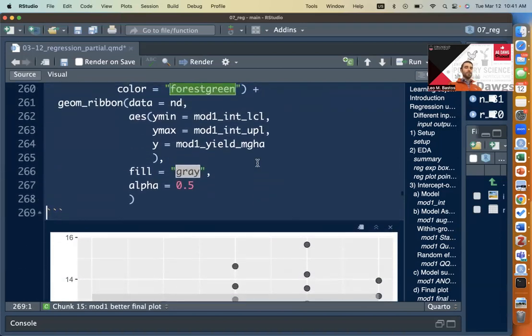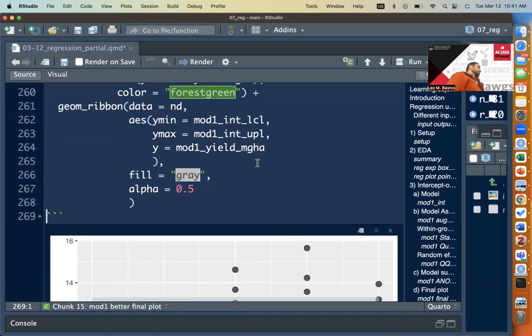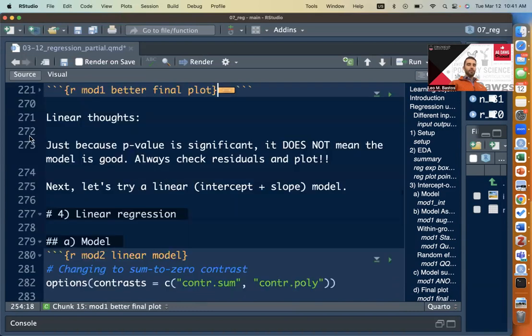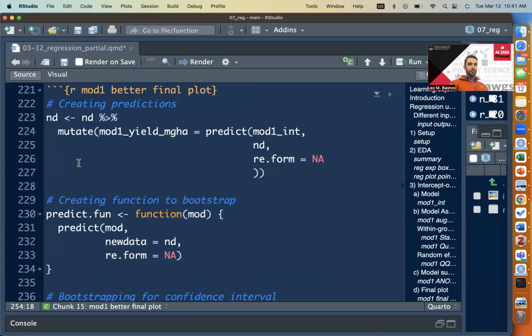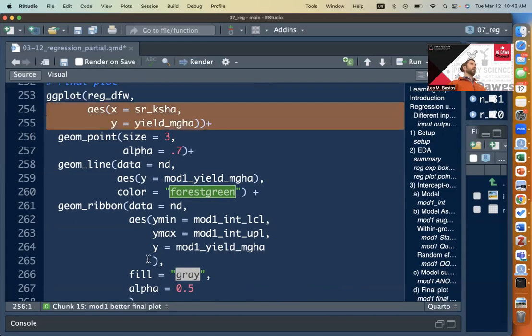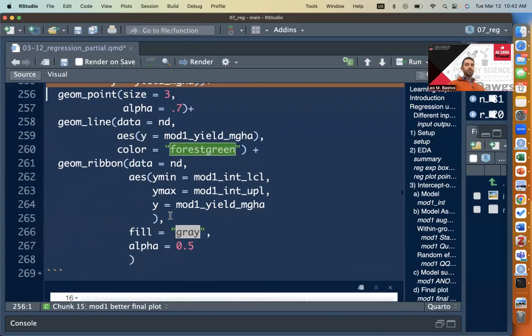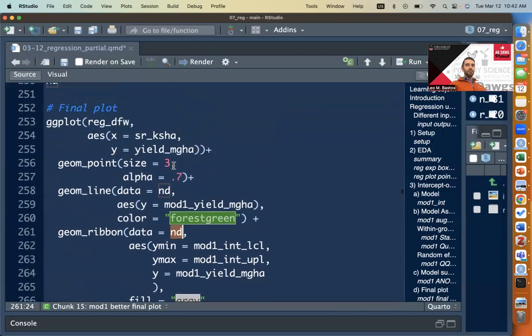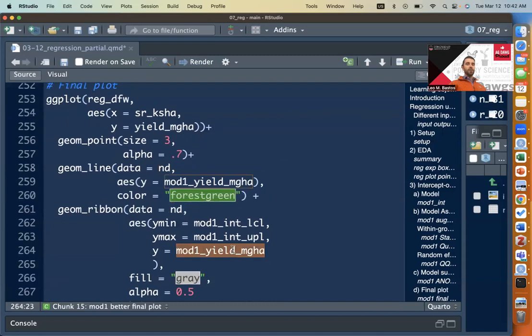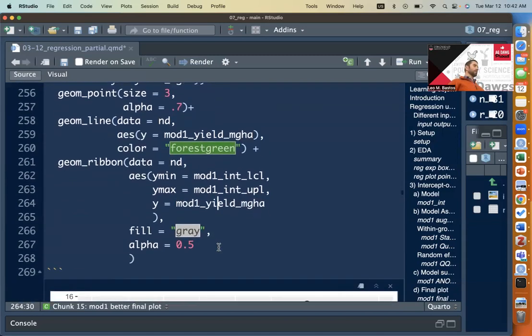And this is, I guess, a good example. Because we have defined our X and Y variables on the ggplot level, those carry through downwards, right? So in this case on the ND, I did not have a column yield milligrams per hectare, but I do want the mod 1 yield milligrams per hectare. So that's why you just have to change that and let it come through.